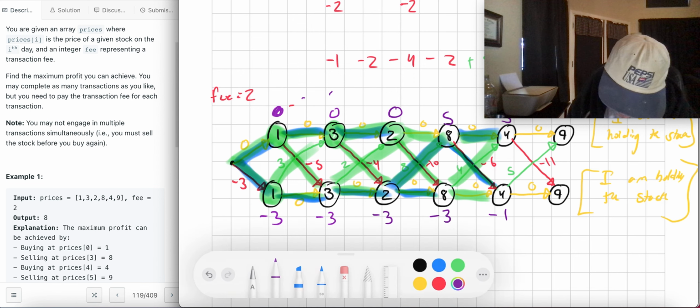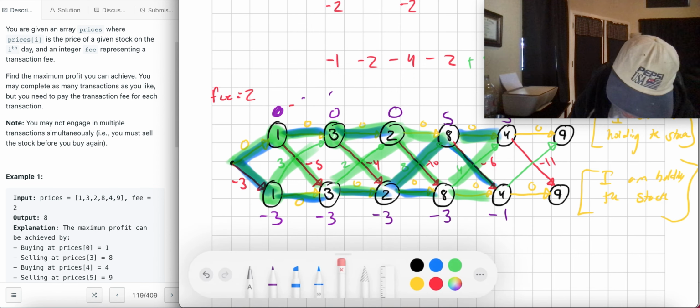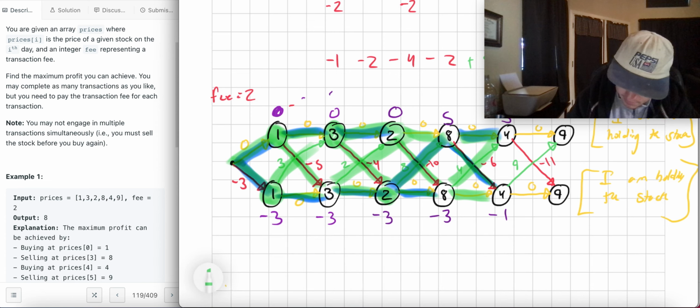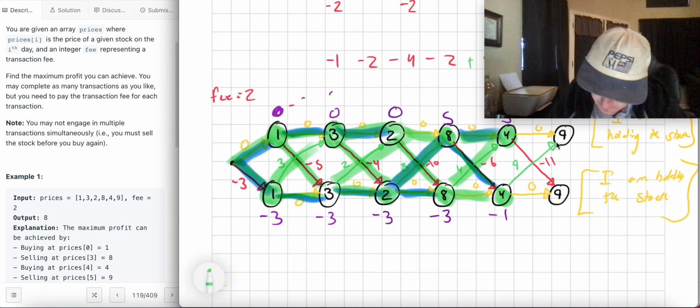This should not be a 5. This should be a 9 here, right? Because 9 is the value that I get if I buy this. So excuse me for that. Okay, and then now 9.